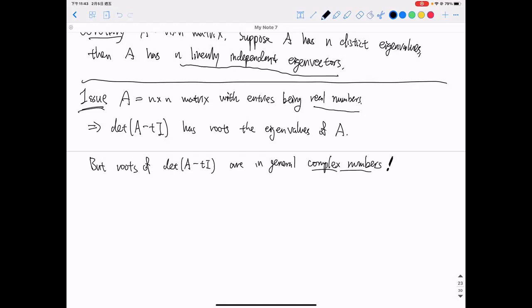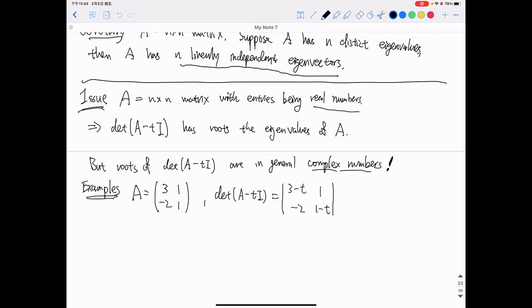They are not necessarily real numbers, even for some very basic examples. Right, for example, let's say A is some perfectly real matrix like this. Then the characteristic polynomial is (3 minus t)(1 minus t) minus (-2)(2). And you compute this explicitly.